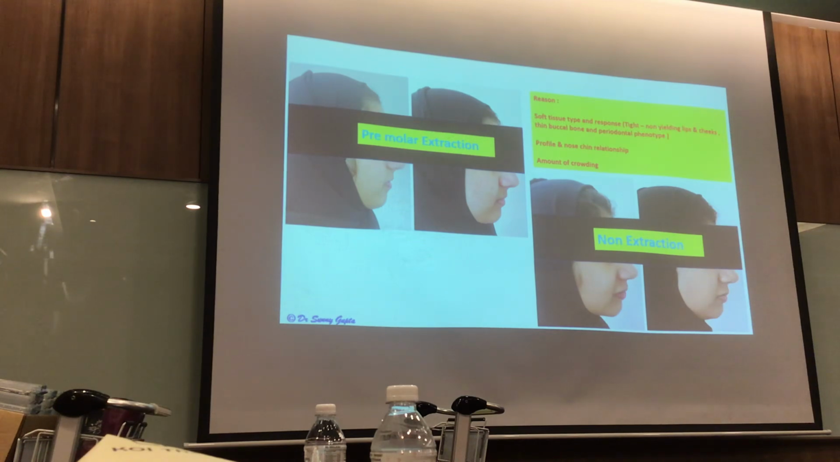In this case, we decided to extract because this patient had very tight soft tissue. Remember we discussed, so we cannot afford expansion and non-extraction treatment. Whereas this patient, her sister, has very lax soft tissue. Even the amount of crowding was not too much. Her gingival structure was very good compared to her sister. So we tried non-extraction for her and we could achieve the plan without any problem.